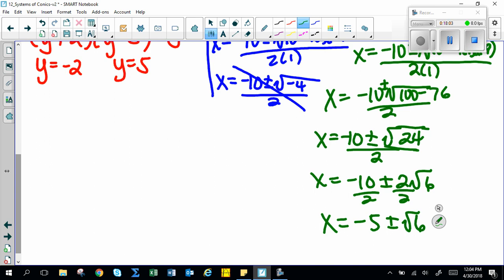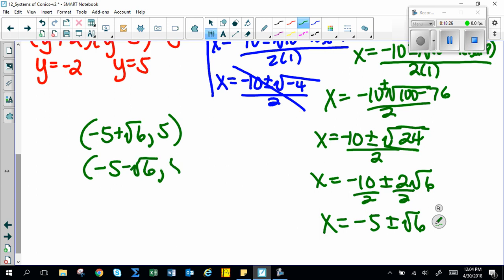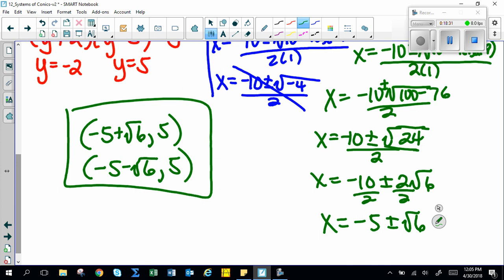So that's the x coordinate for which y coordinate? For 5. So how many answers do I have here? 2. I have one x value that's negative 5 plus radical 6 comma 5, and I have negative 5 minus radical 6 comma 5. Now you could have written that as negative 5 plus or minus radical 6 comma 5, but I just wanted you to see where I got my 2 answers from.